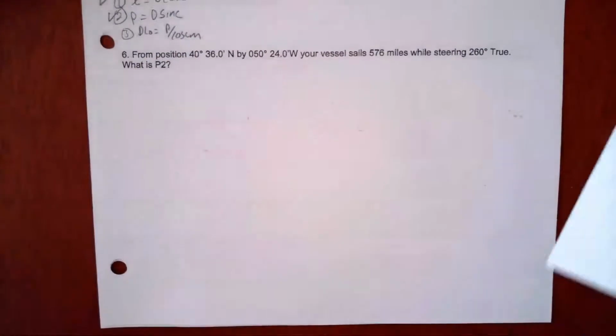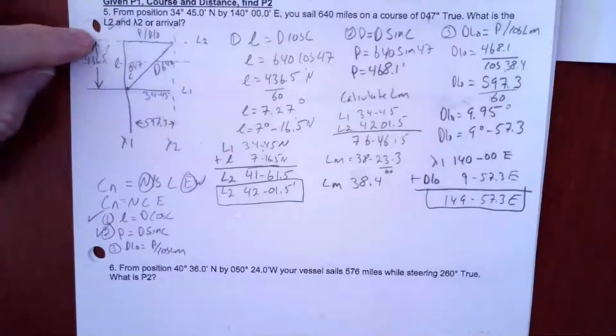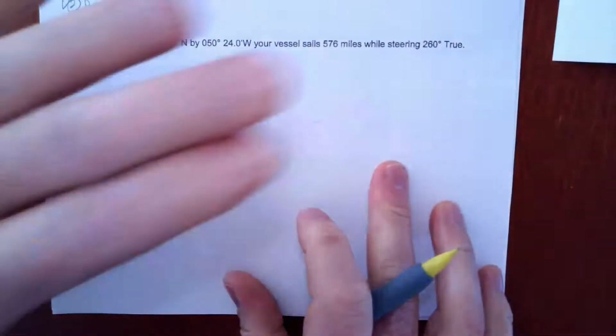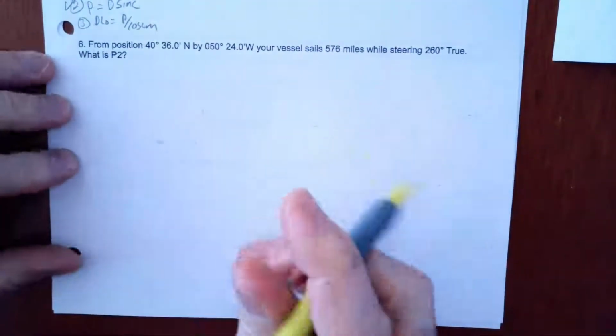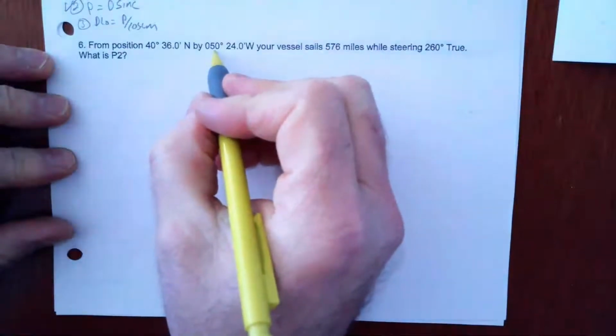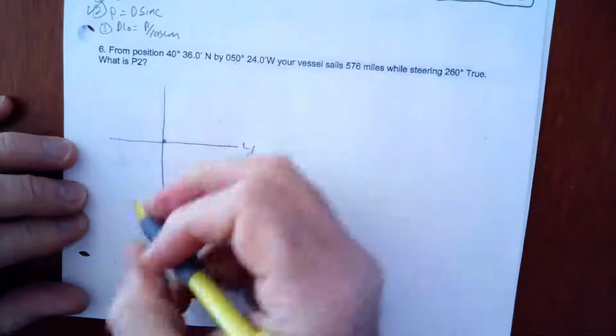There you go. And now what I'm going to do is switch over to the other kinds of problems. I solved problem 5 in another video, but if we go here, here's problem 6. So this is where we go. We're starting from 40, 36, 50, 20. Latitude 1, and this is longitude 1.